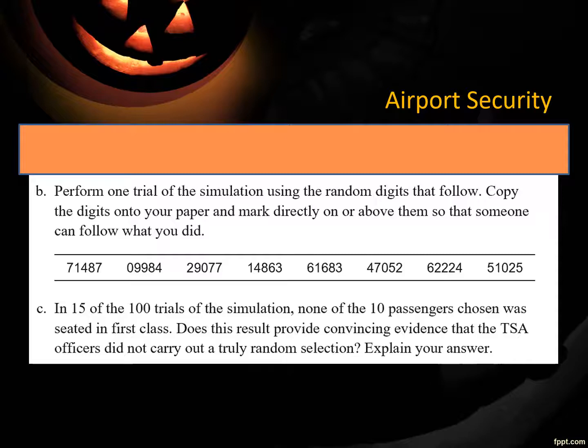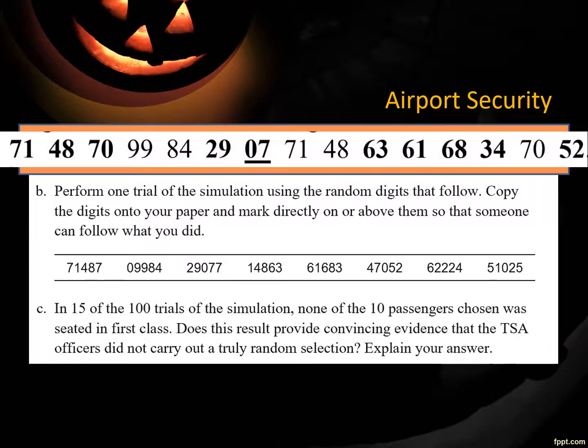Okay, so now that we're back, let's go over the answer to B. So for B, this is what I would have done. So looking at the numbers here, I have bolded the numbers that I would have chosen that are actually in our range. So 71, that's a coach passenger. Then I would look at 48, coach, 70, coach, 99, out of range, 84, out of range, 29, coach passenger, 07, first class, underlined. Just so we know this represents something different.